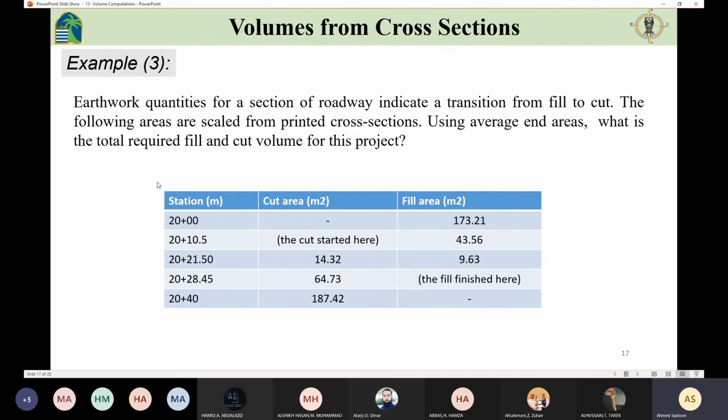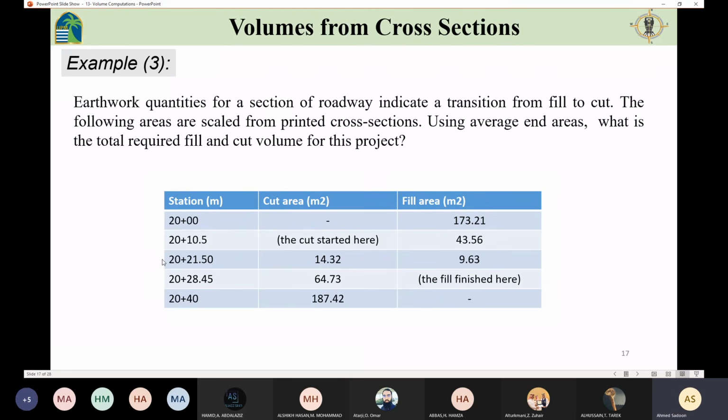So in this project, we have a transition from fill to cut. Everything starts with the fill, and then we have a transition between fill and cut, and then we have a cut. So here we have the stations. The project starts with this station, which is 20 plus 00. The area for the cut is none, and the area for the fill is written here. So at this station, we have only area for fill.